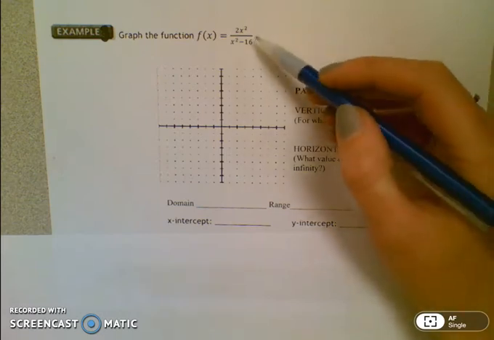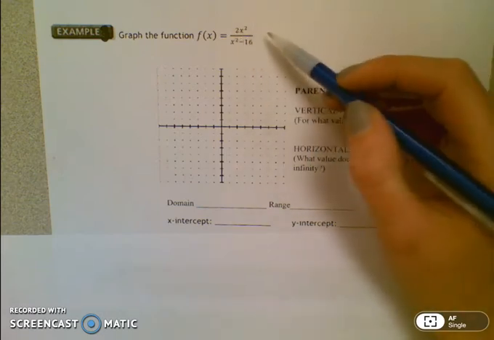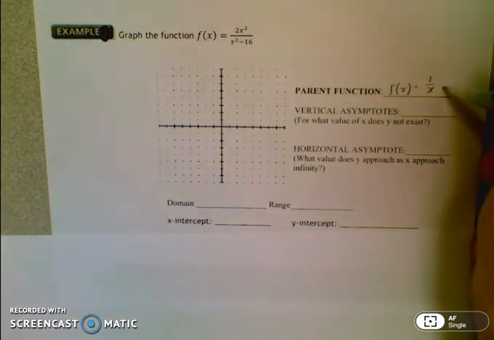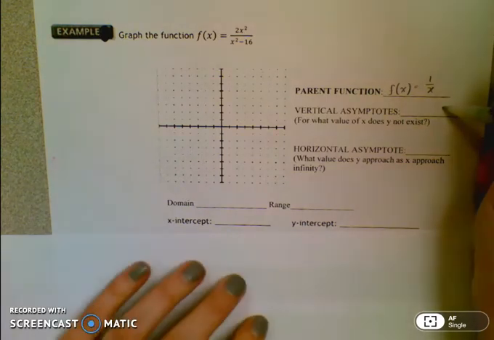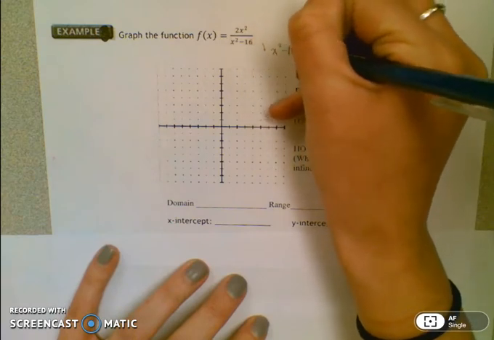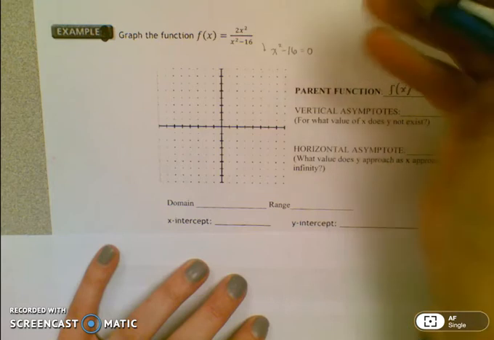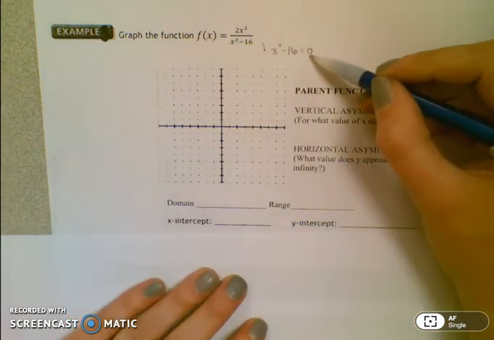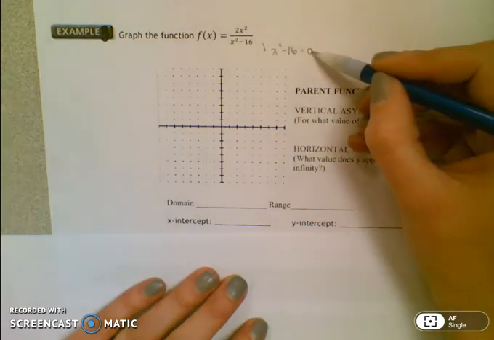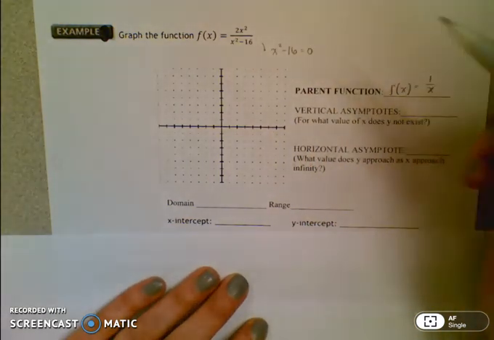So the rational function we're graphing is 2x squared divided by x squared minus 16. The parent function is still the rational parent function 1 over x. My vertical asymptotes, the value of x for which y does not exist, I find in the same way. I'm going to set my denominator equal to 0. So x squared minus 16 equals 0. And remember, the reason I'm setting my denominator equal to 0 is because when I divide anything by 0, I get an error. I can't divide by 0. That's why an asymptote exists there.